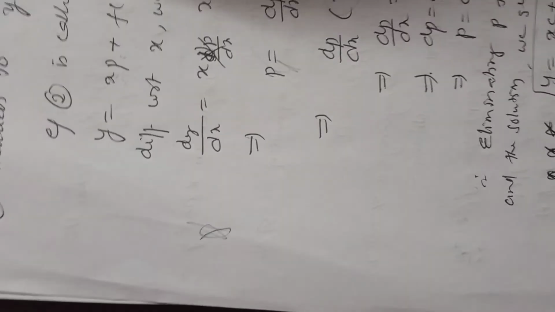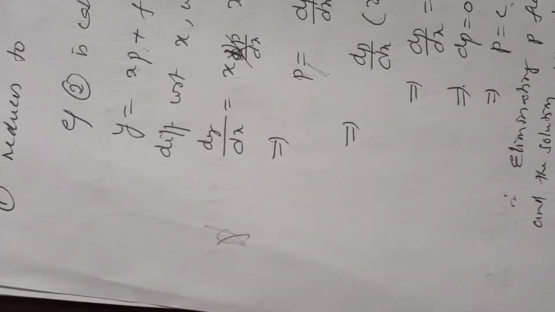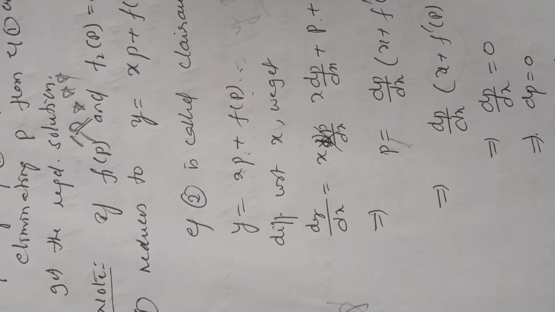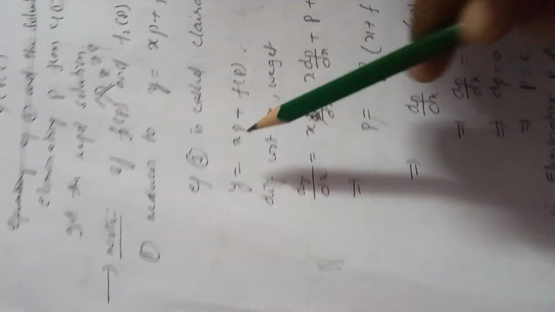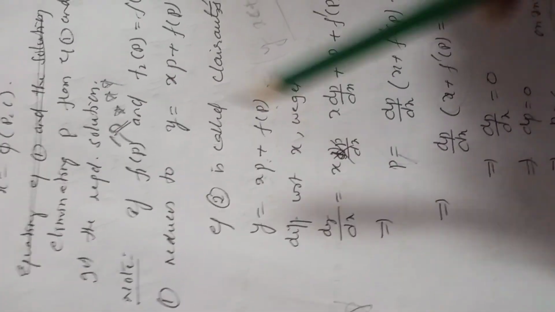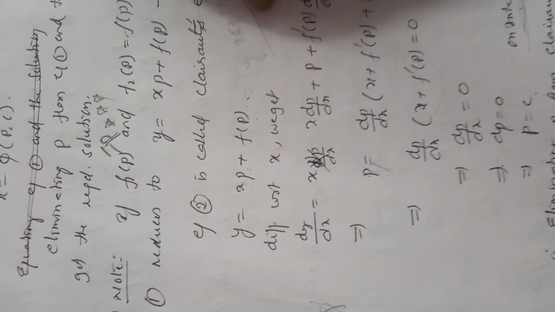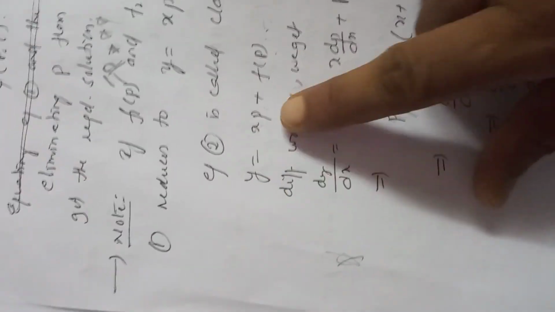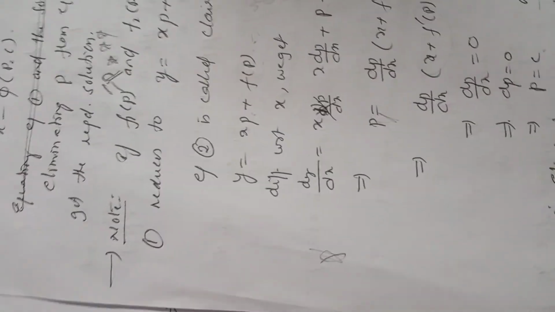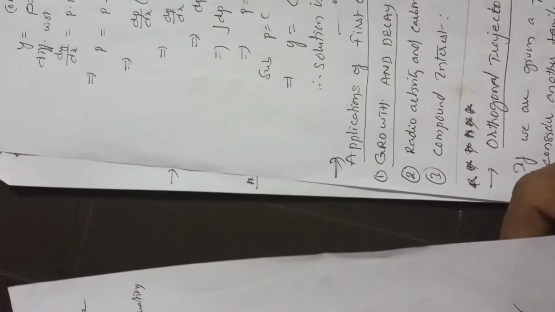This is a very important concept. In statements like Clairaut's form or find the solution of Clairaut's form, from here you have to write y is equal to xp plus f of p. The Clairaut's equation is in the form of y is equal to xp plus f of p. See, we are going to discuss some applications on this.